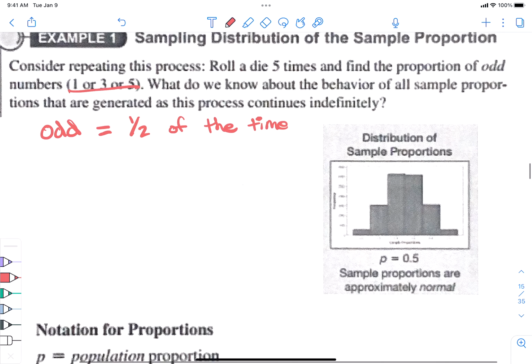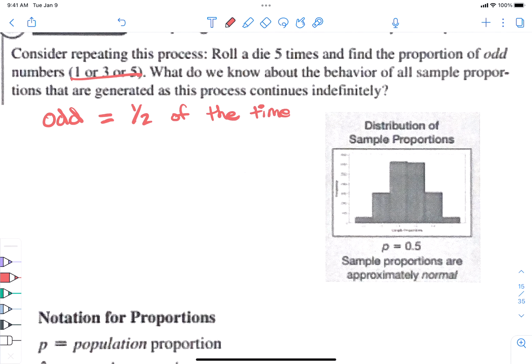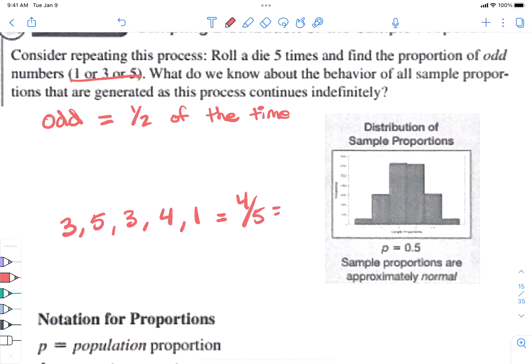But let's say I roll the dice 5 times. The first time I get a 3, the second time I get a 5, then I get a 3 again, then I get a 4, and then I get a 1. Okay, I rolled the dice 5 times. Let's say in theory, that's what I got, right? What does that come out to be? Odd-wise, 4 out of 5, which is 80%, right?